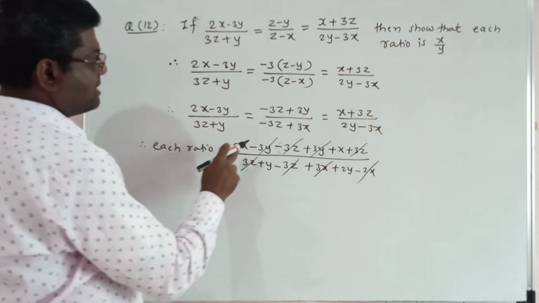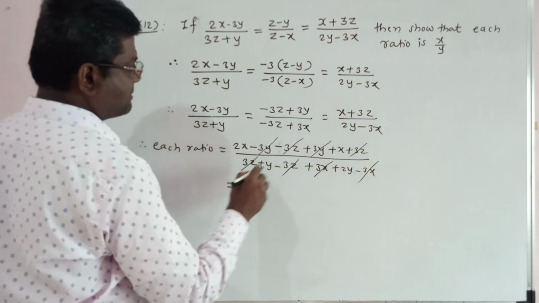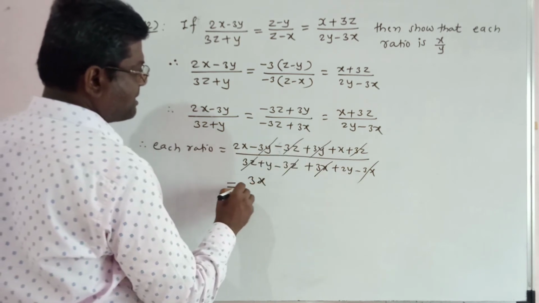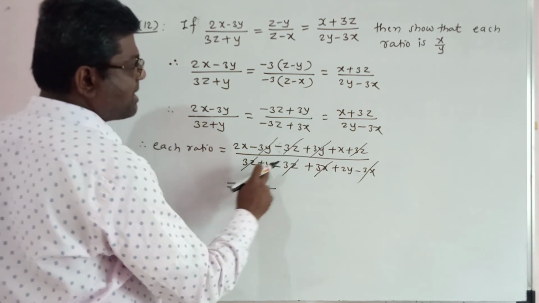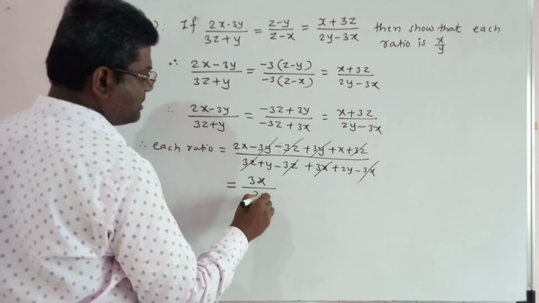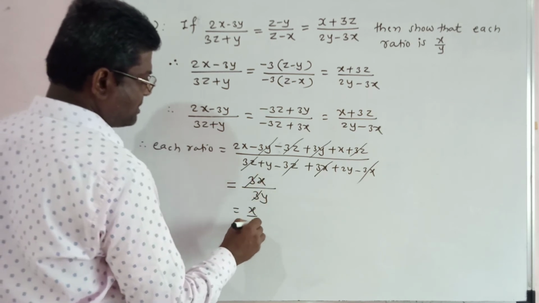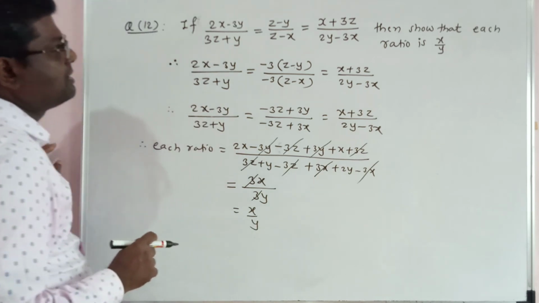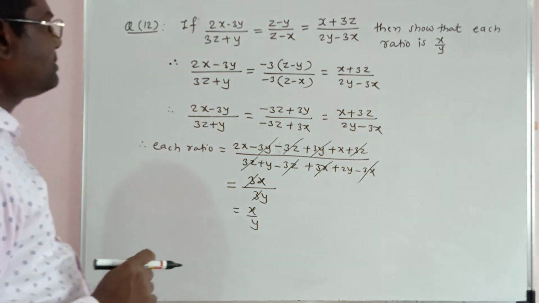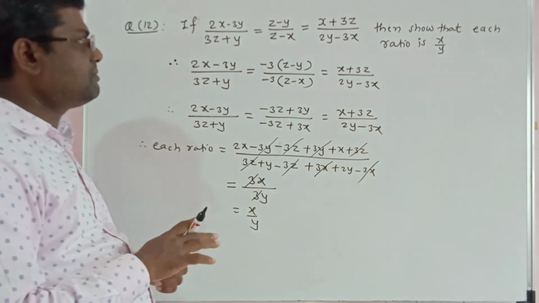So in the numerator, 2x plus x is 3x, upon, in the denominator, y plus 2y will be 3y. This 3 and 3 will get cancelled, which is equal to x upon y. Then each ratio is equal to x upon y, proved.